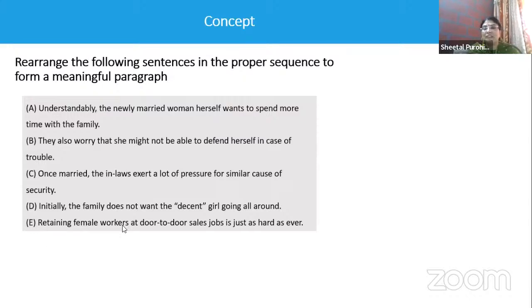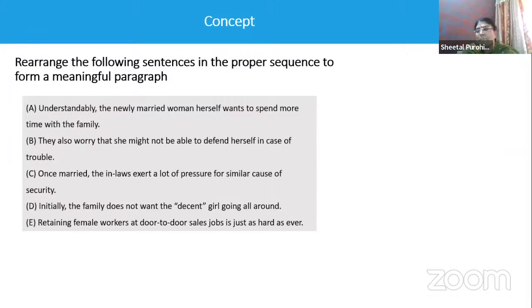So it should be first retaining. What is the main thing? It cannot be D. It has to be starting with E. Retaining female workers in door-to-door jobs is just as hard as ever. Why? Now the answer to that is the family does not want. And then on top of that, the newly married also. And then once she is married, the in-laws exert a lot of pressure, a similar cause being security. And then she also wants to stay at home. And they also worry, who worry that these in-laws, this 'they' refers to, we know that first C should come and after that D will come, because this 'they' refers to C.